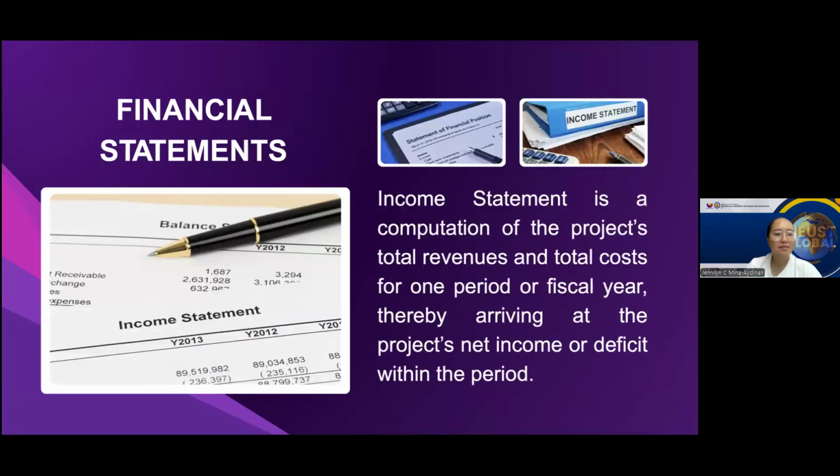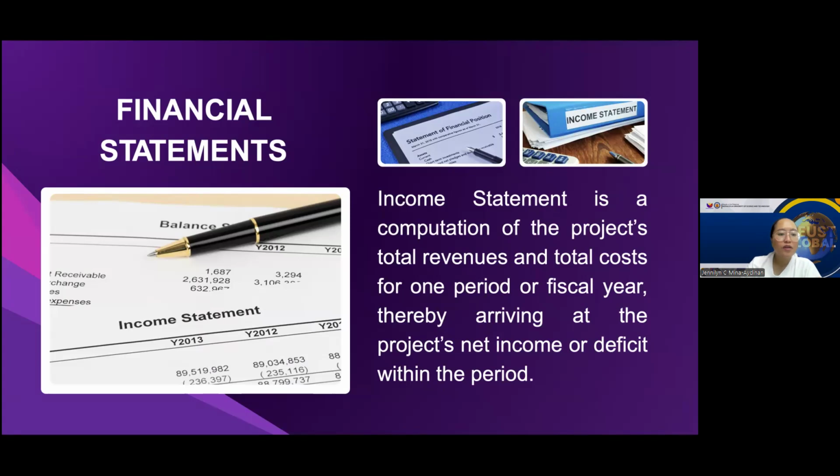So what about the income statement? An income statement shows a project's total revenues and expenses for a specific period, usually a year, to determine the net income or loss. It can be presented in two formats. The multiple step format shows various profit measures like gross profit, operating profit, and earnings before taxes, before reaching the net income. But we also have the single step format, which lists all revenues and expenses together to calculate the net income directly.